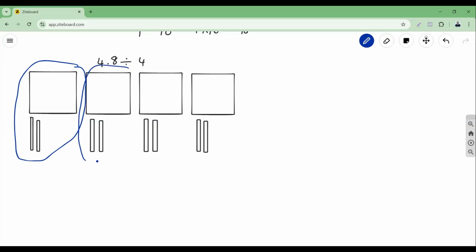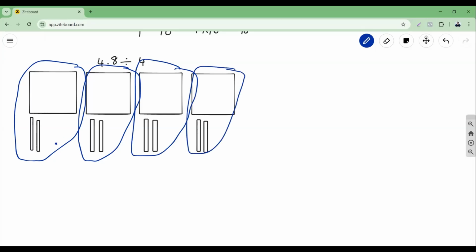What happened now? These are the 4 equal groups. So this is the way usual division happens, right? So equal groups, I made it. Now my answer is whatever is there in one group, correct? Whatever is there in one group, that is my answer, right? What is that? One group has 1 flat and 2 rods. 0.2 this is. So the answer is 1.2, correct? So now we have got the answer.